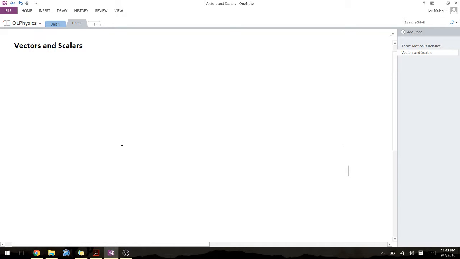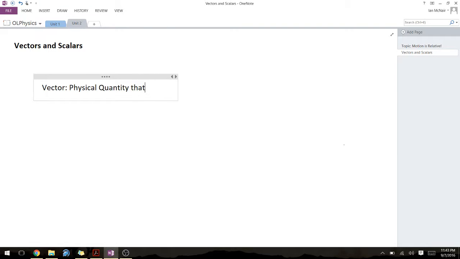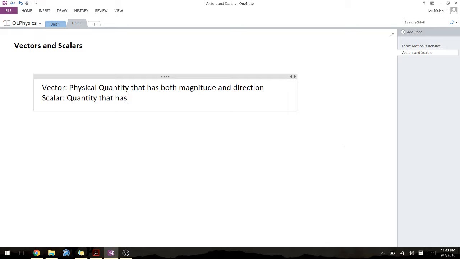To really briefly describe them, a vector is simply a physical quantity that has both magnitude and direction, while a scalar quantity is one that has just magnitude.